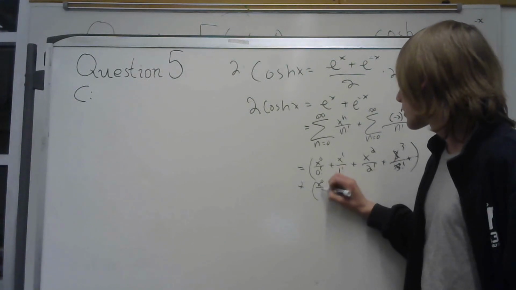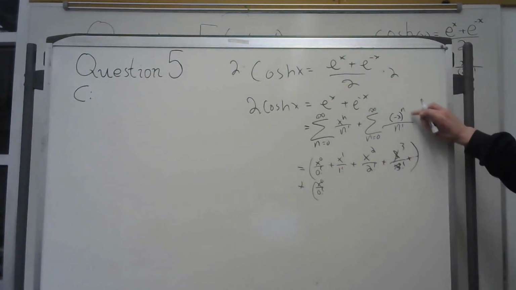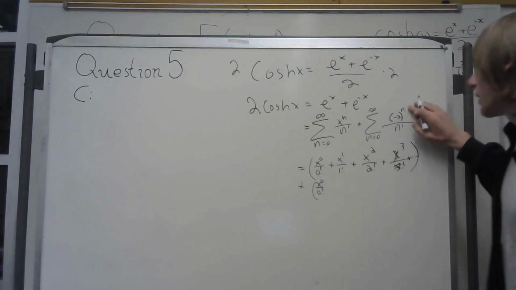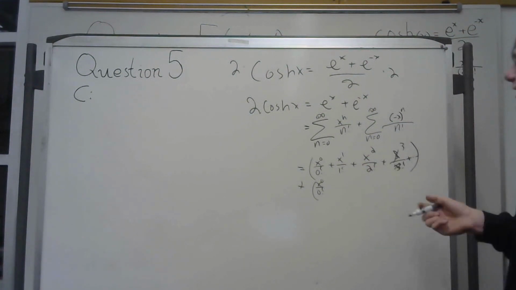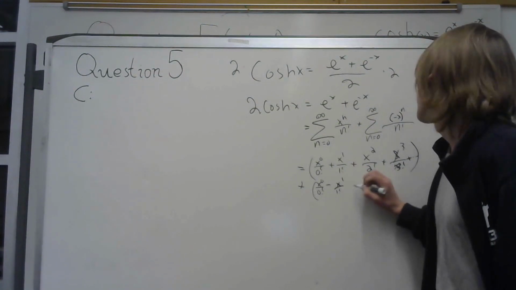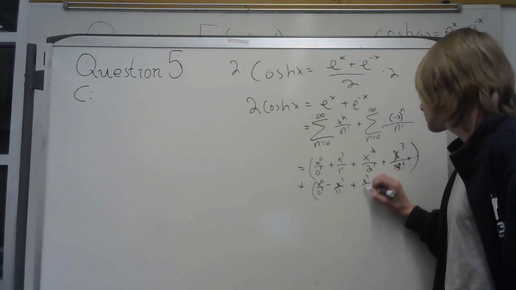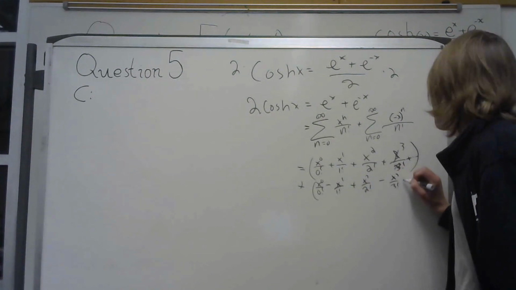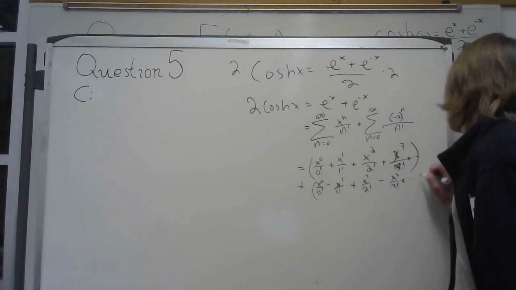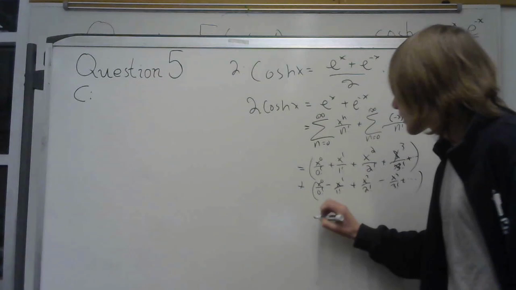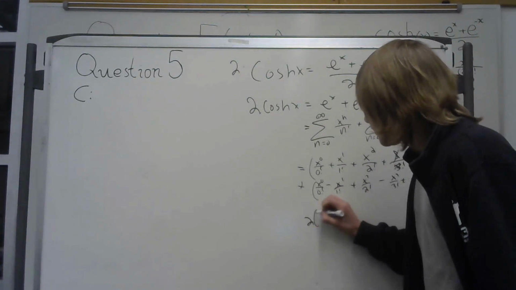x^0 over 0 factorial. This is positive because when n is 0, the -1 is just a positive 1. But then when n is 1, the -1 gets to shine through. And so we get negative x^1 over 1 factorial. And then we go back to positive x squared over 2 factorial, and then back to negative x cubed over 3 factorial, plus minus ... forever.